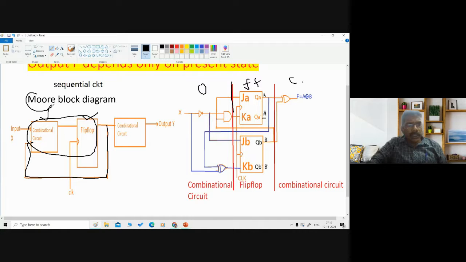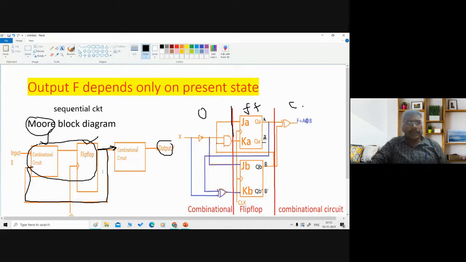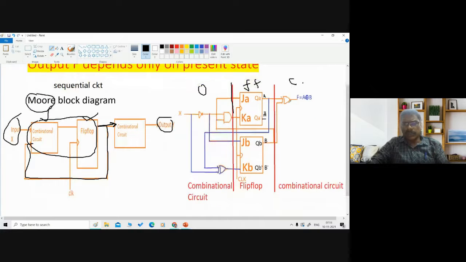In the Moore model, the output depends only on the flip flop state: next state, present state. So we are saying that in a Moore machine the output depends only on the present state, the flip flop states, not on the input. This is an observation in this problem. You should know how we got that the Moore machine works: the output depends only on the flip flop states.